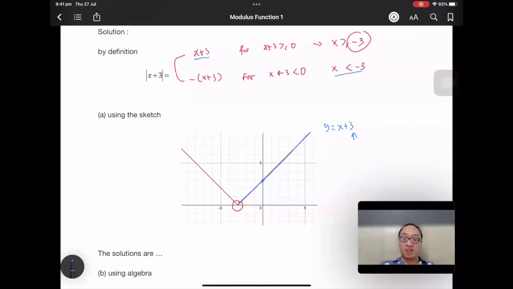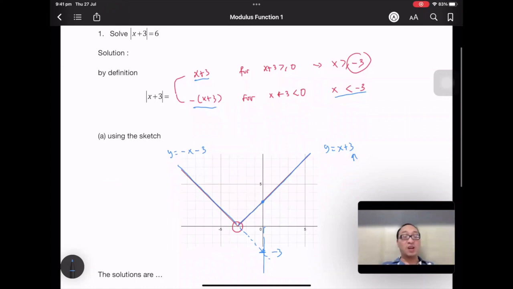And for the region smaller than negative 3, it will be negative (x plus 3). So we draw the line y equals minus x minus 3. So it cuts the y-axis at negative 3, here, with the gradient of negative 1. So it will be here. So this is the sketch of the absolute value of x plus 3.